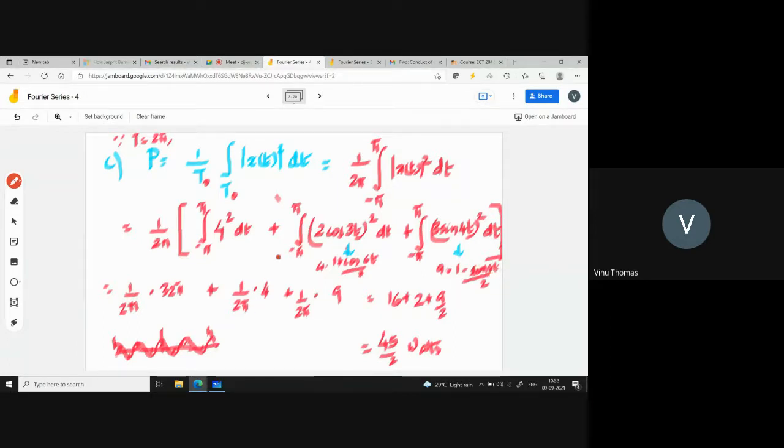So this evaluates to 1 by 2 pi into 4 plus this evaluates to 1 by 2 pi into 9. So 1 by 2 pi into 4 plus 1 by 2 pi into 9. So this total value evaluates to 16 plus 2 plus 9 by 2, which is equal to 45 by 2 watts. 45 by 2 watts.